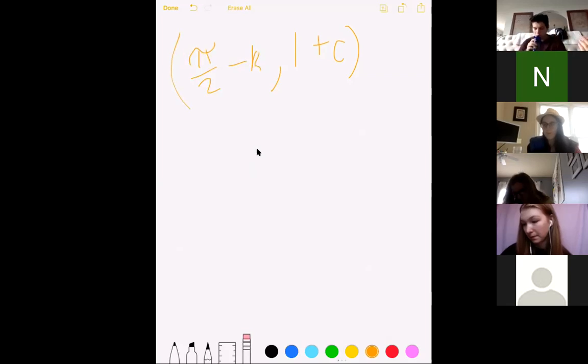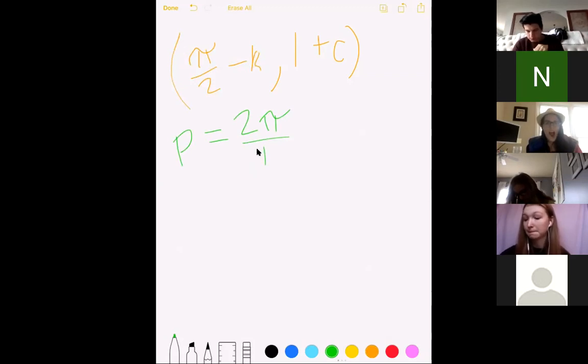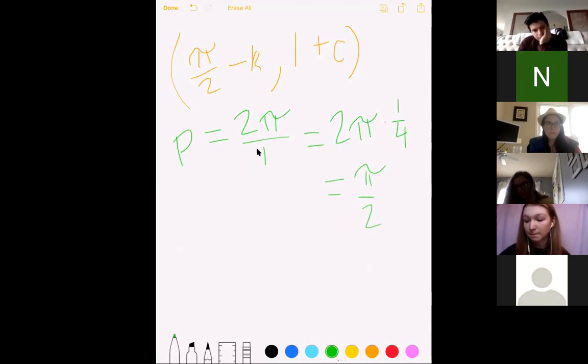For the x coordinate, we know that the period is equal to 2 pi over b. In this case, our b is just 1. There's no number in front of the x. So the period is equal to 2 pi. And the x coordinate of the first maximum is equal to 1/4 of that, which would be pi over 2. But it's also been shifted to the side. So that's how I got the minus K part. Great.